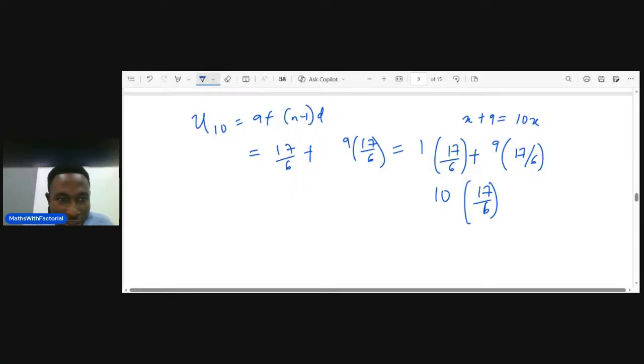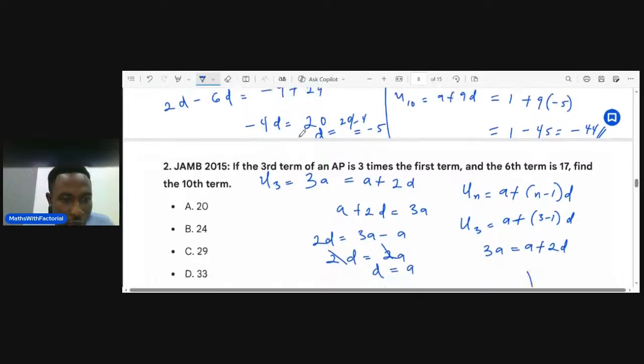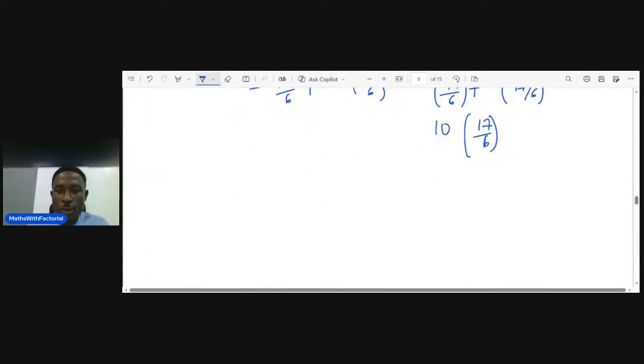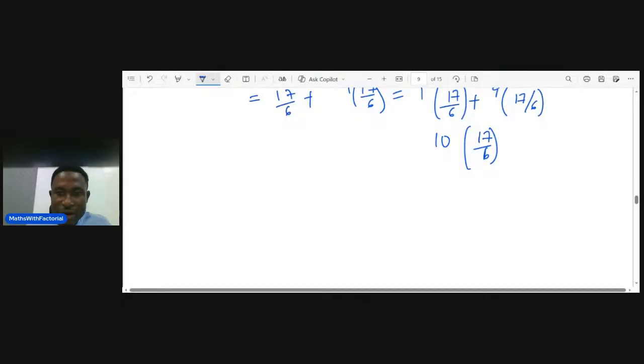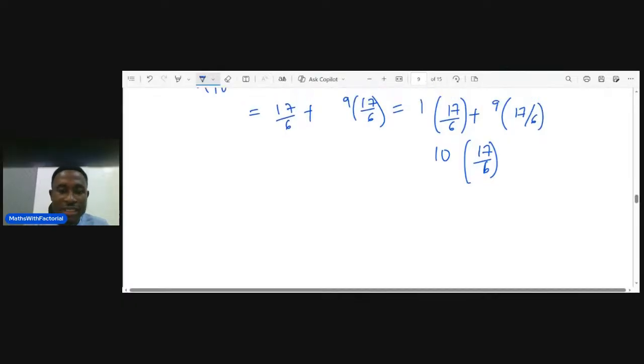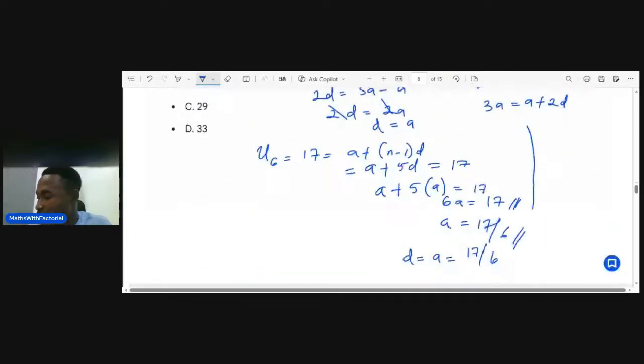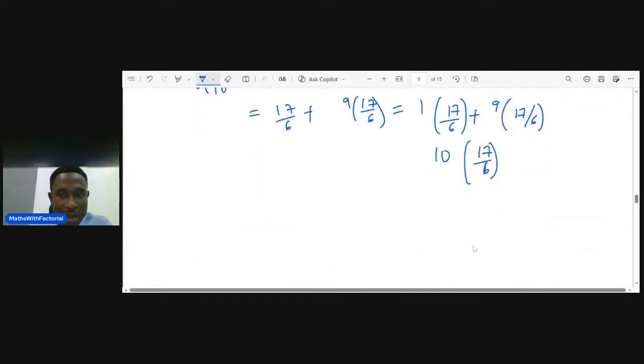All right. So someone has dropped an option. Okay, we'll still get there. Cool. So we have 10 whole number 17 over 6. What would that give us? Someone should do that calculation for me. Please do that calculation for me. Let me see. 28. All right. But in the options, do we have 28 there? I don't think so. So the answer is 28.333.